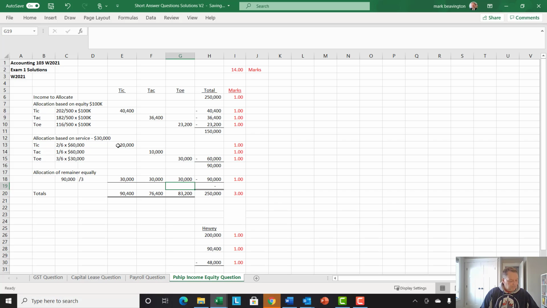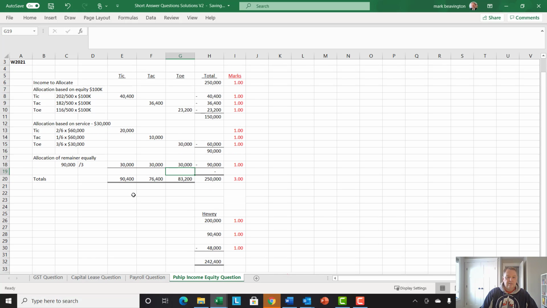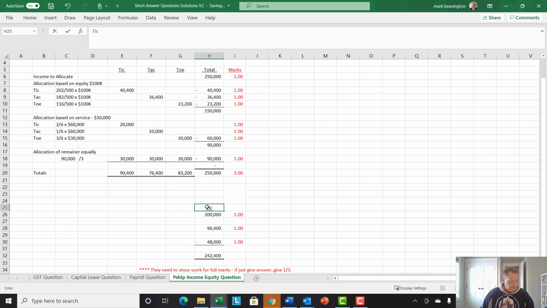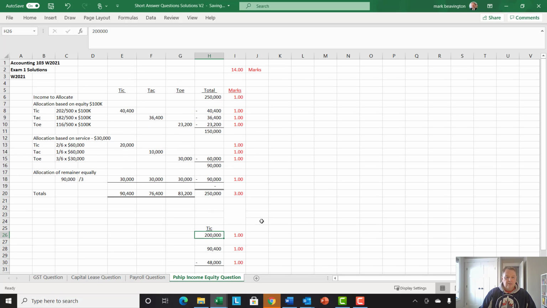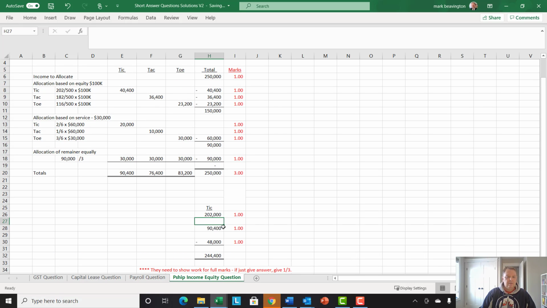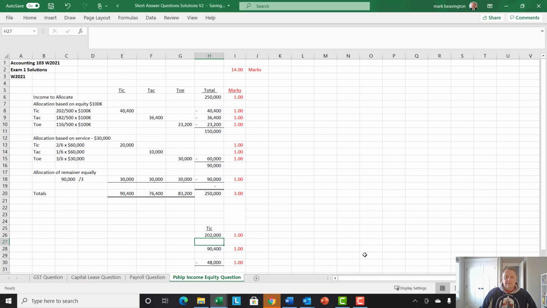Excellent. And so you needed all of that, and you can see the totals down the bottom here. These were the numbers that we were looking for, ultimately 3 marks in here. You got all 3 of these. And then the question asked finally, what did TIC have for an ending capital? You needed to remember the opening capital, whatever the earnings were for TIC. We had drawings of $48,000, which is $4,000 a month times 12 months. Should have ended up at $244,400. So yeah, that's the solutions, and go from there.